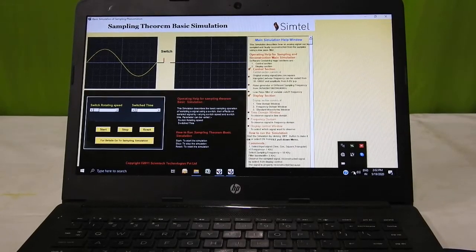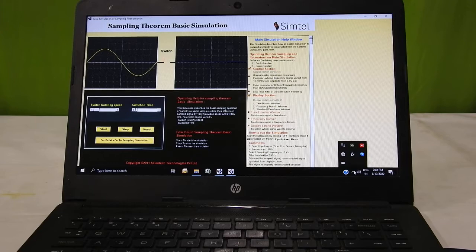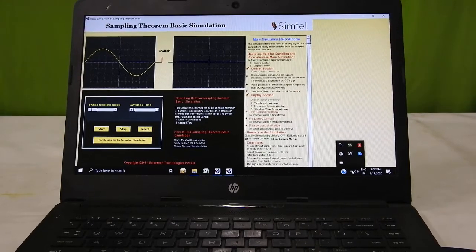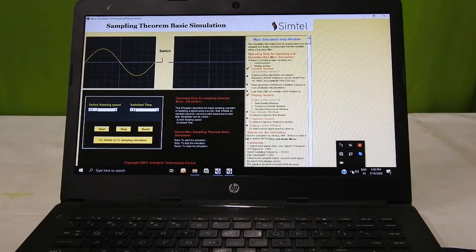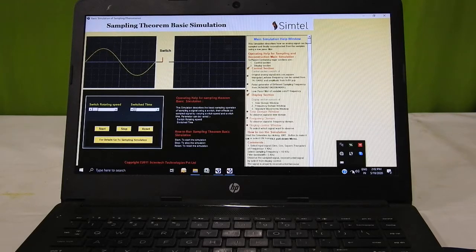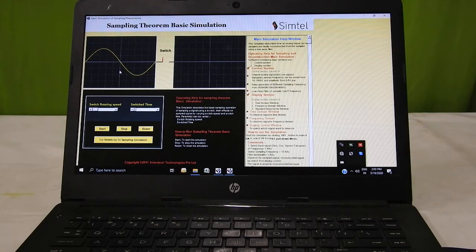Let us learn the sampling theorem. When we sample any signal, this is the simplest way to understand sampling. We see that there is a mechanical switch and this is the input signal, which is a modulating signal. So what is sampling? Basically this mechanical switch will start rotating.